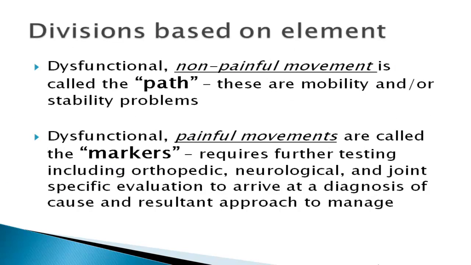Said another way, there are divisions based on elements of pain and no pain dysfunctional patterns. Dysfunctional non-painful movement is called the path. These are generally mobility and/or stability problems. Dysfunctional painful movements are called the markers, which require further testing, including orthopedic, neurological, and joint-specific evaluation to arrive at a diagnosis of cause and result in an approach to management.